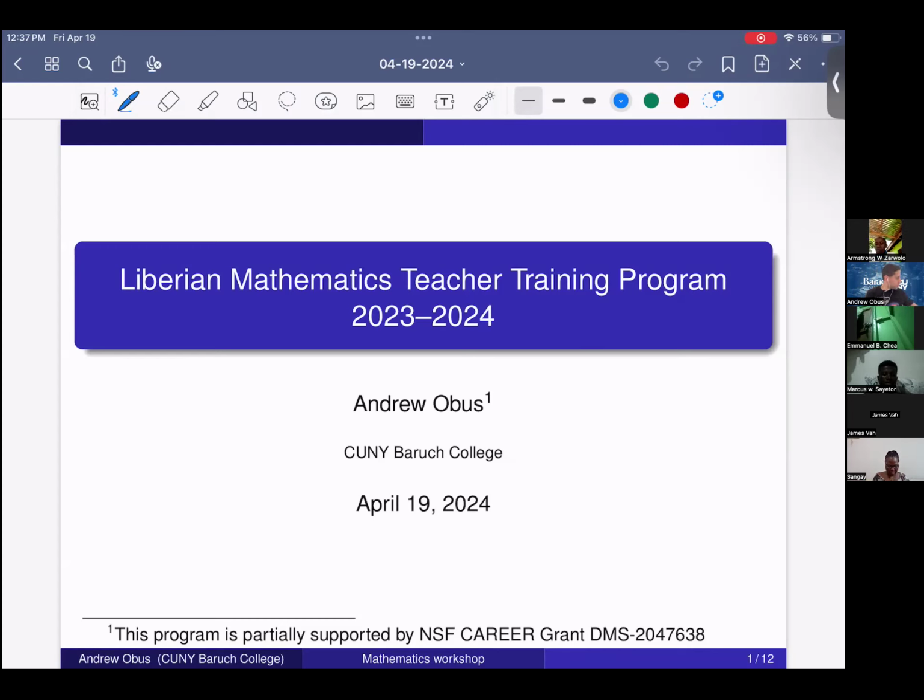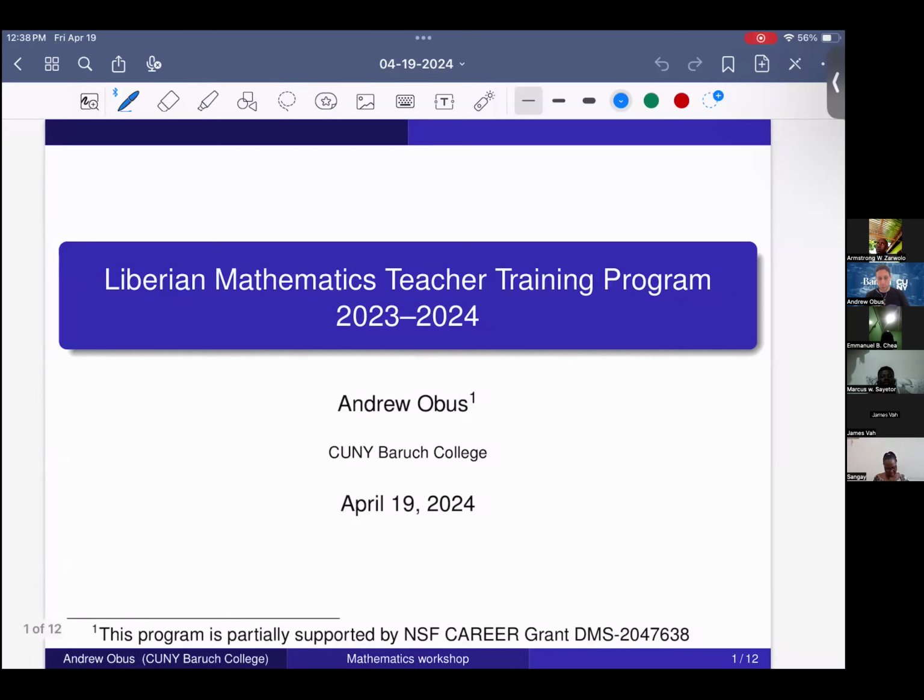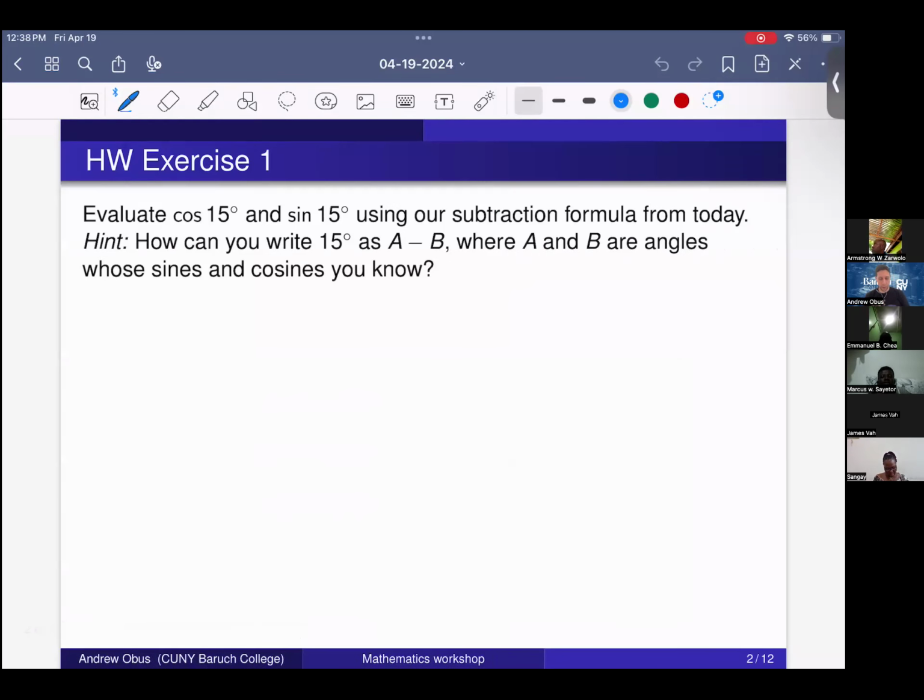So what I want to do today is finish our study of trigonometry formulas, right? Today is going to be all about formulas and equations, and then next time we're going to go back to the geometric meaning of trigonometry. We're going to see a little bit more about the law of sines and the law of cosines, and relate trigonometry back to triangles again.